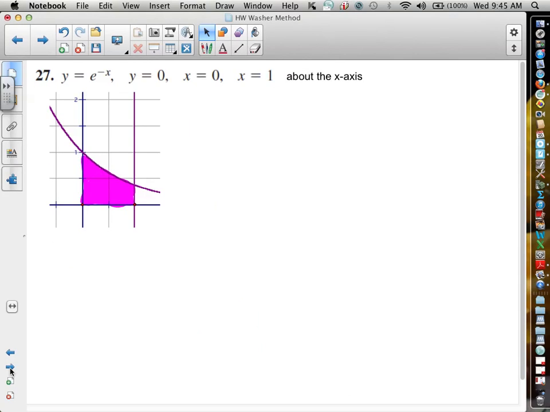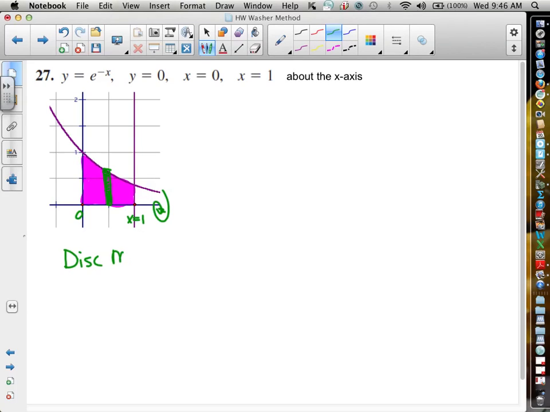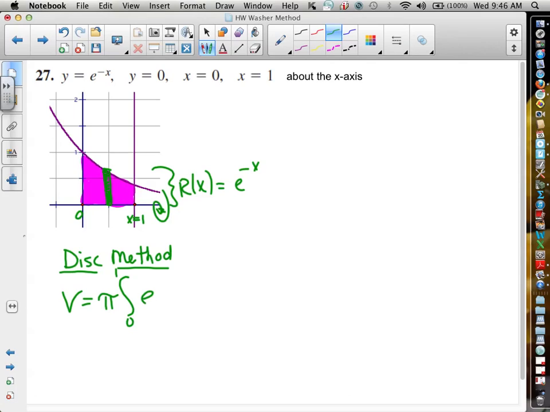All right, and then 27, this is probably one that's going to work that same way. So we're going around the x-axis. X equals 0, x equals 1. E to the negative x, that's my curve on the top there. There's a sample rectangle perpendicular to the axis of rotation. Again, it's disk method. Right, so we just have a big radius, that e to the negative x. So my volume will be pi from 0 to 1, e to the negative x squared.